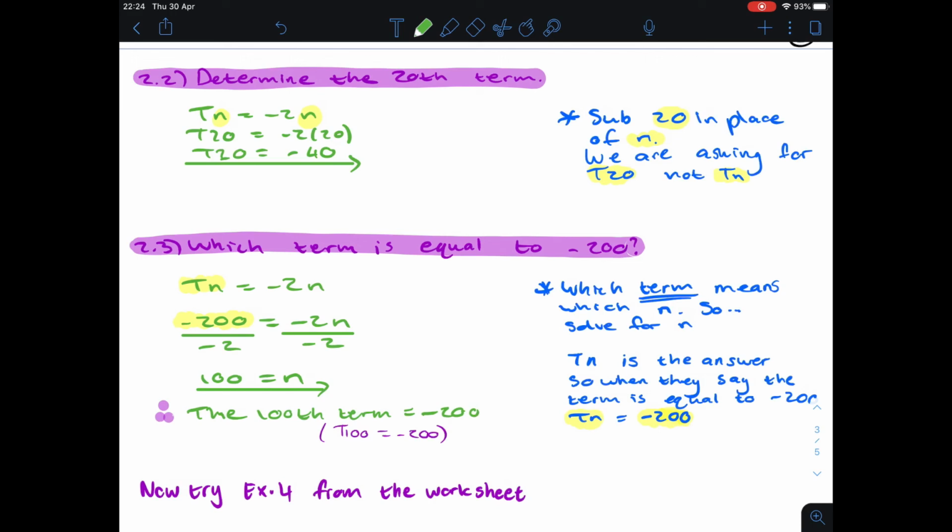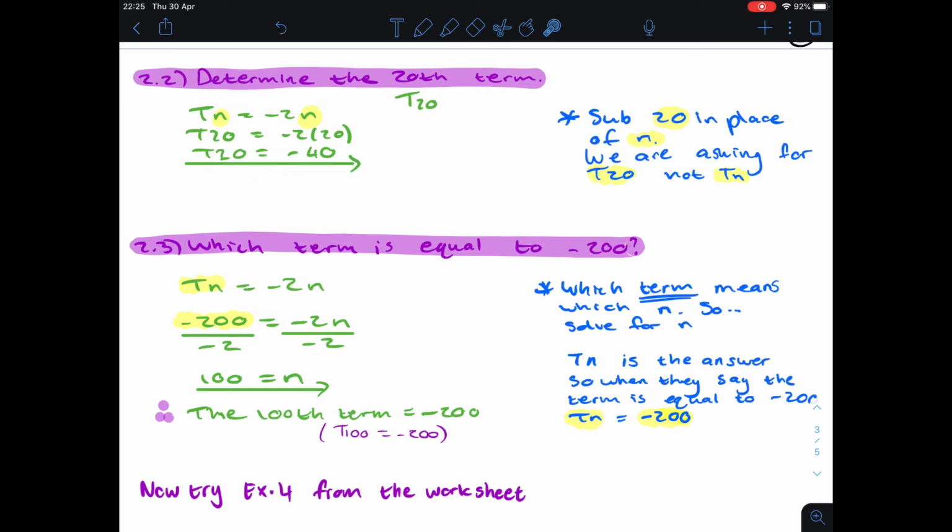So let's again look at two other questions they can ask you, even though it's a negative pattern. So the first of the second set of questions will be to determine the 20th term. So I want to determine T20. So instead of Tn, I want T20. So I'm going to substitute a 20 in for n, and instead of the n, I again want to see the 20. And every time you substitute, just remember to put it in brackets. So negative 2 times 20 is negative 40. So the 20th term will be negative 40.